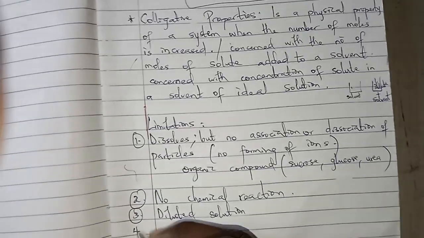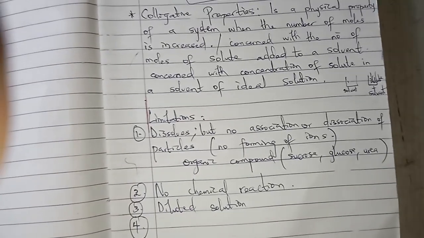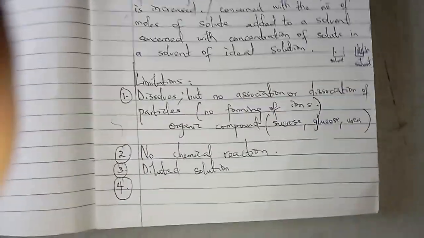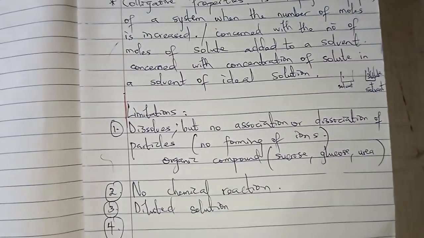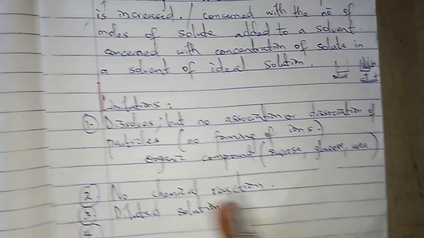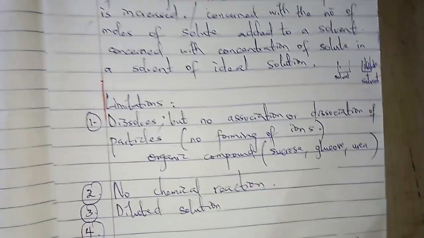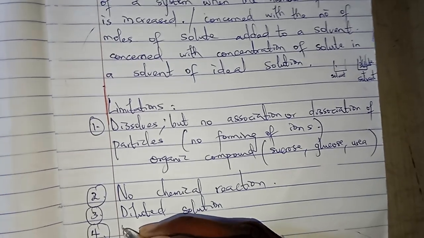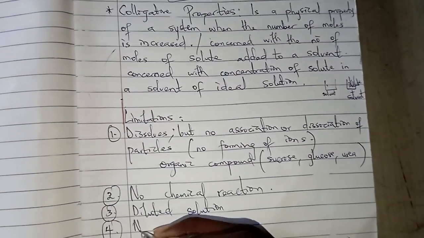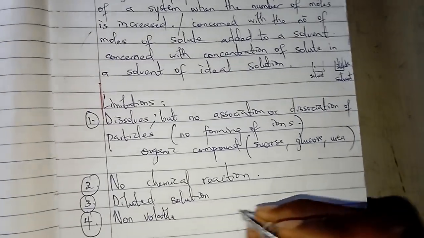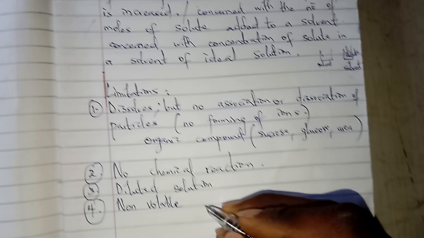So number 4, the fourth limitation of what we are treating today, which is also the same thing with this diluted solution. If it's diluted, the idea you have when you're treating colligative properties is that whatever you're adding should be non-volatile solutes. Non-volatile means it does not evaporate readily, it does not evaporate easily.